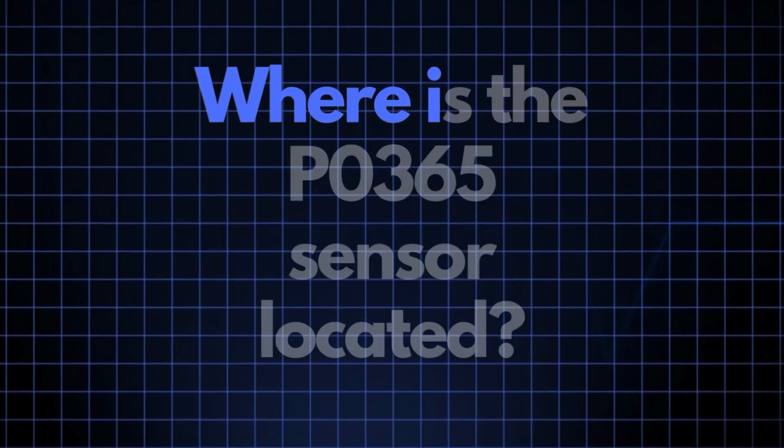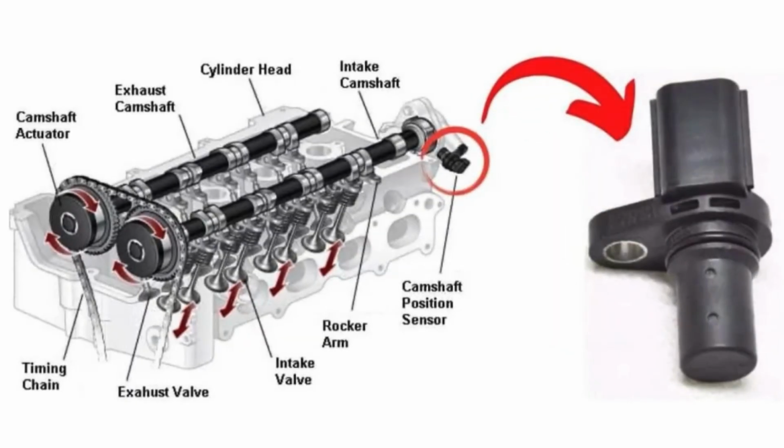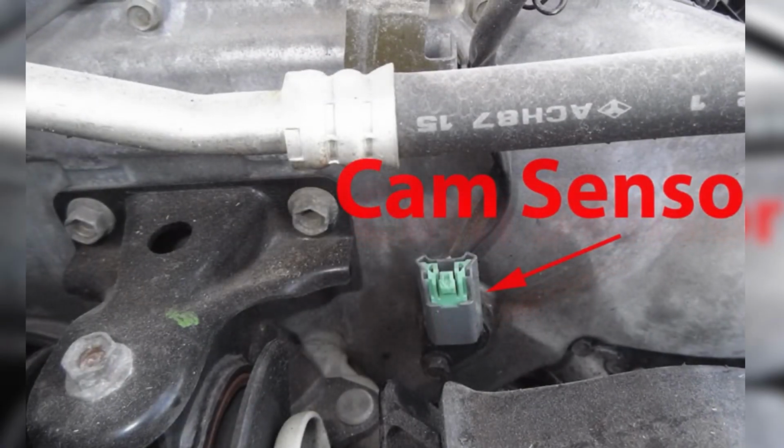Now, where exactly is the P0365 sensor located? The camshaft position sensor, responsible for triggering the P0365 code, is usually positioned close to the camshaft. Its exact location can vary depending on your vehicle's make and model, but you'll typically find it either on the valve cover or directly in the cylinder head.